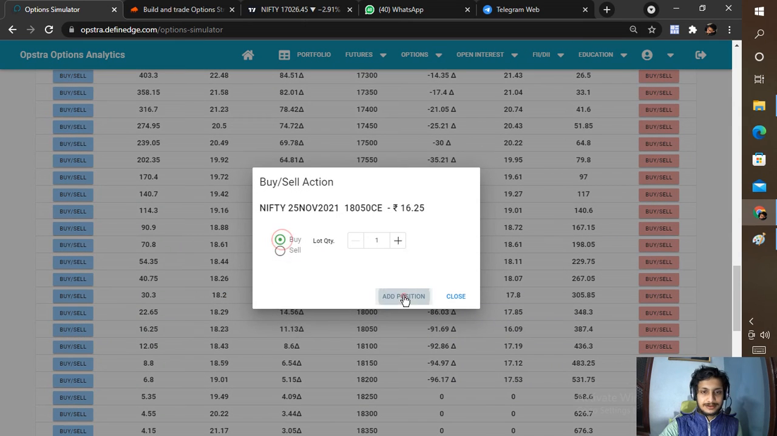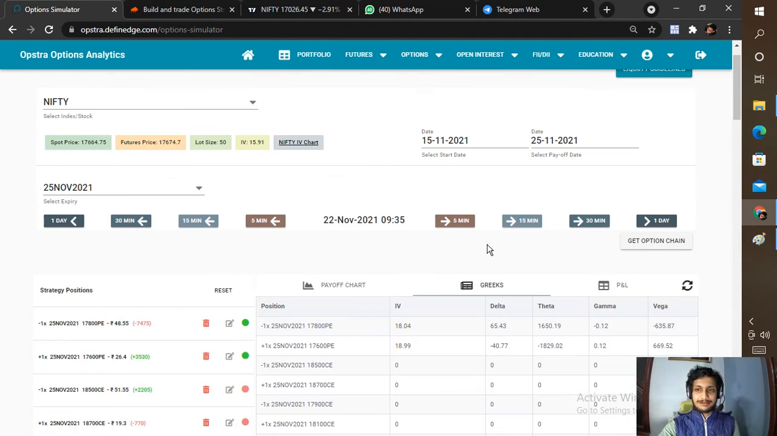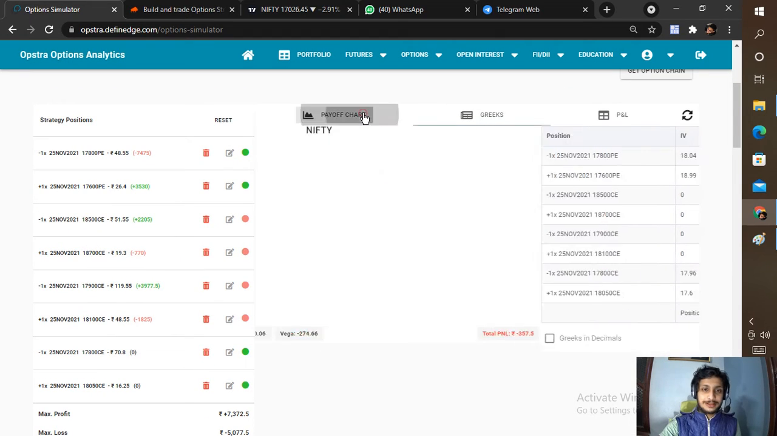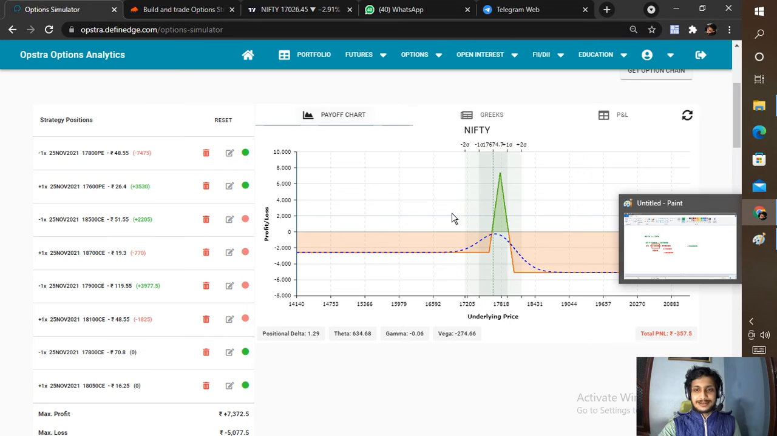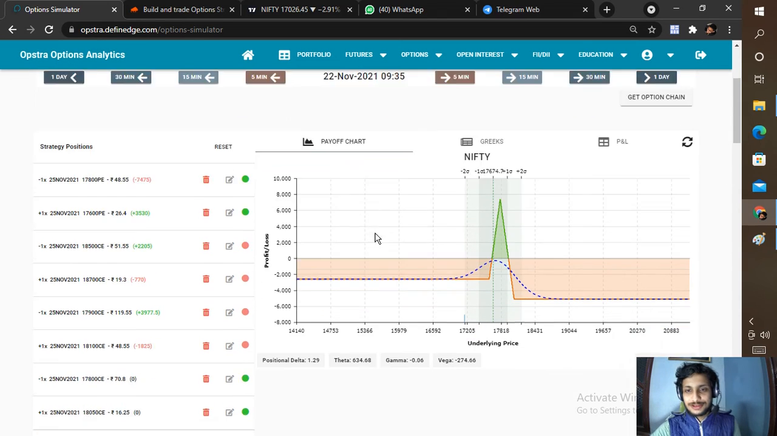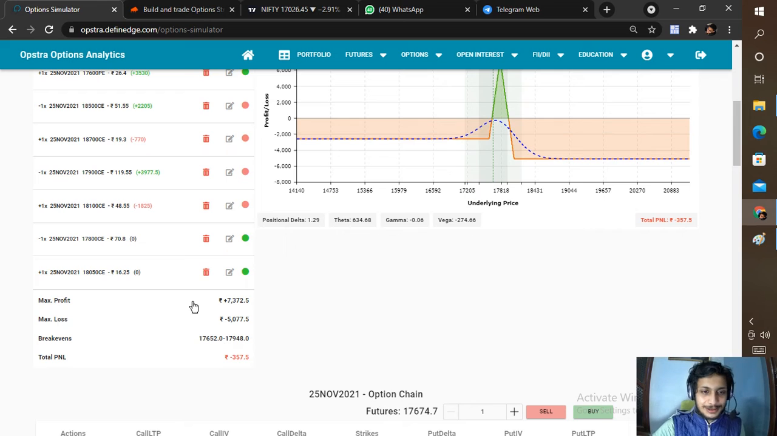Now let's have a look at the payoff. Let's have a look at the delta first. The overall delta is 1.29. Now let's have a look at the payoff chart. Right now I have converted my position from an iron condor to an iron fly, and just have a look at the same, my friends.